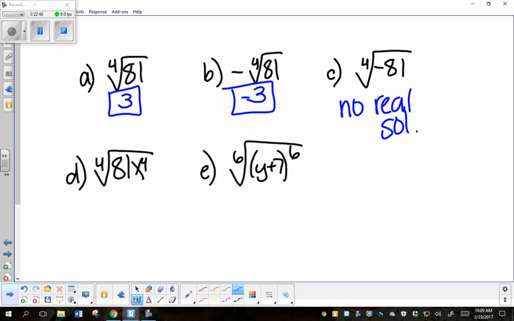All right, on D, let's see. If it's a product in here, so things being multiplied by each other, you can just think of it as finding the 4th root of each factor separately. If there was a plus or a minus, it would mess everything up and you couldn't do it. Okay? So what's the 4th root of 81? 3, right? What's the 4th root of x to the 4? X. So your answer is 3x.